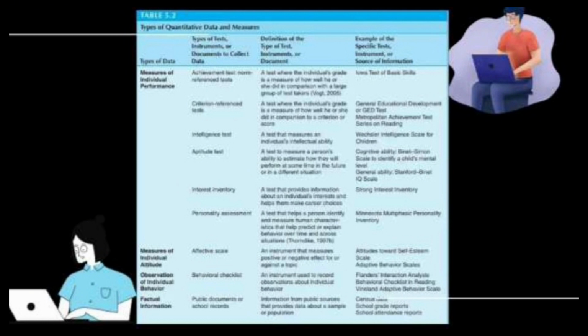The definition of this is, it is a test where the individual's grade is a measure of how well he or she did in comparison with a large group of takers. The second one is the criterion reference test. It is a test where the individual's grade is a measure of how well he or she did in comparison to a criterion or score. Next is intelligence test, a test that measures an individual's intellectual activity. Next is aptitude test, a test to measure a person's ability to estimate how they will perform at some time in the future or in a different situation. Next is the interest inventory, a test that provides information about an individual's interest and helps them make career choices.